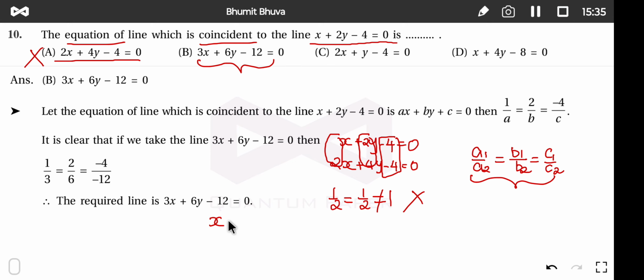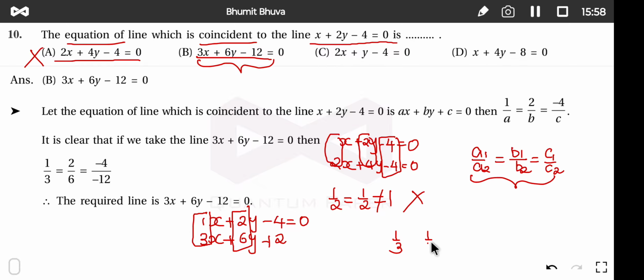Our first line, one line is given, x plus 2y minus 4 is equal to 0. And if you take the second option, 3x plus 6y minus 12, you can see very easily, the first ratio is nothing but 1 upon 3. Then the second ratio 2 upon 6, that is also 1 upon 3. And the third ratio, minus 4 upon minus 12. So minus minus get cancelled, 4 3s are 12, so that is also 1 by 3. So all the three ratios are equal if we take the second option. So our second option is correct. No need to check the third and fourth.